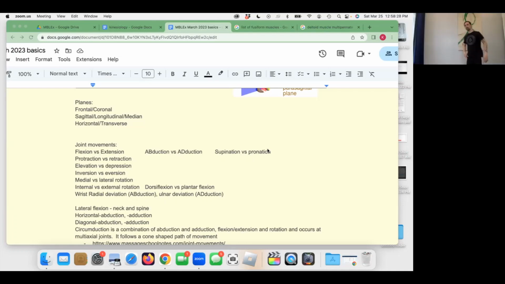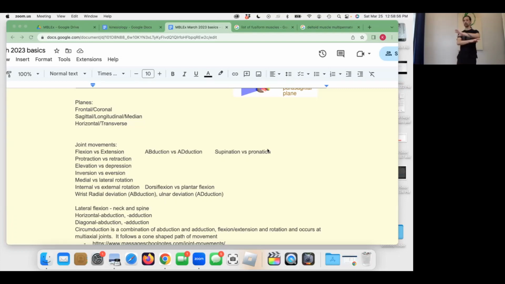Yep. And sagittal would also contain flexion of the knee, extension of the knee, dorsiflexion, plantar flexion, dorsiflexion. Sagittal would also include hip flexion, hip extension, and spine flexion, spine extension, neck flexion, neck extension.